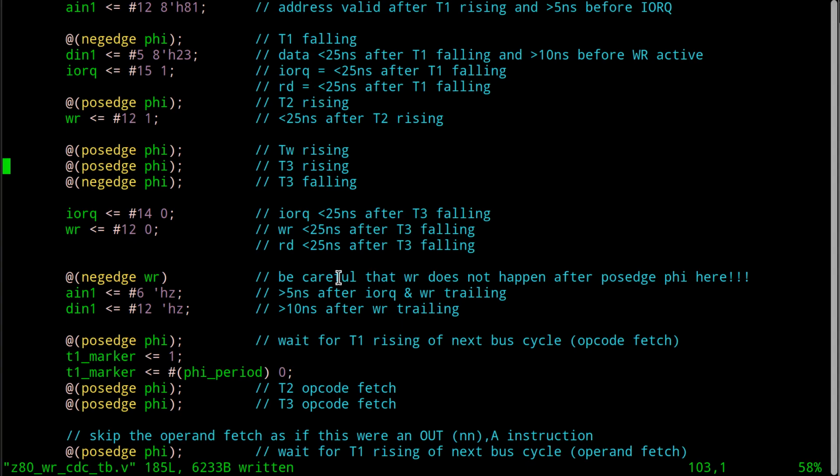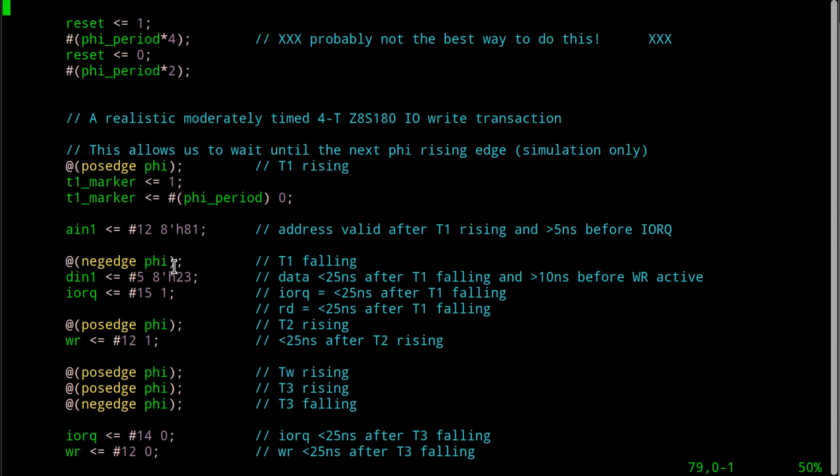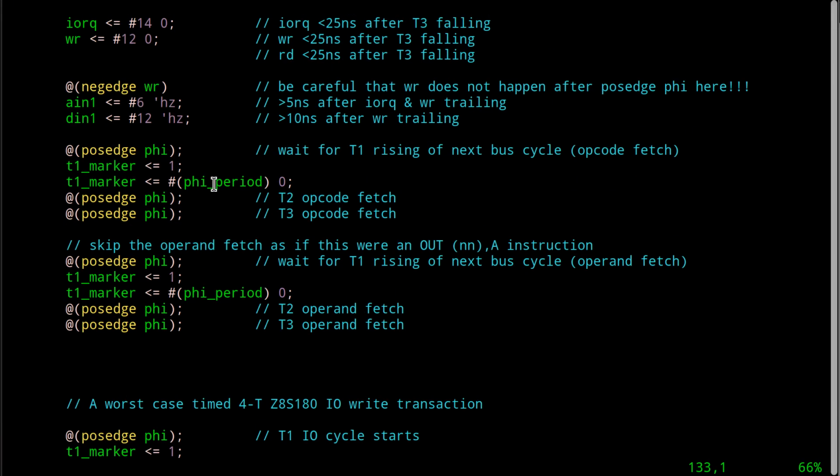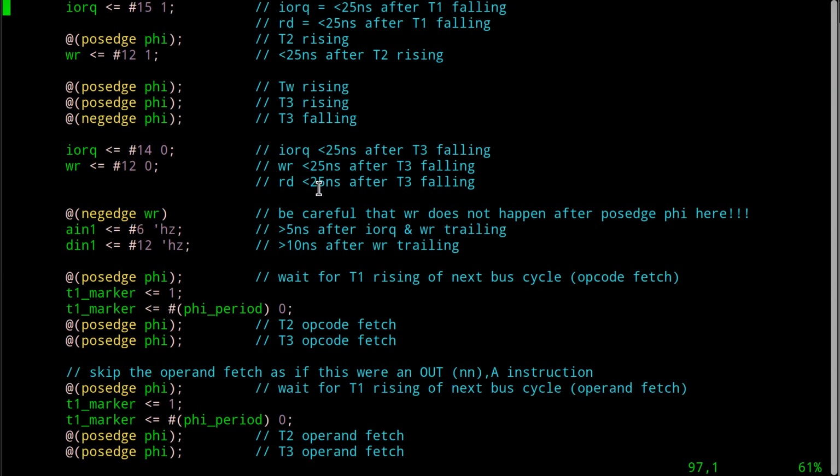I'm going to go ahead and keep the doc around and use this to generate moderately timed IO operations from my CPU as I go forward. All right, so what do we got over here? We have when that all ends, what do we do there? And then be careful that write does not happen after the pos edge of phi here.